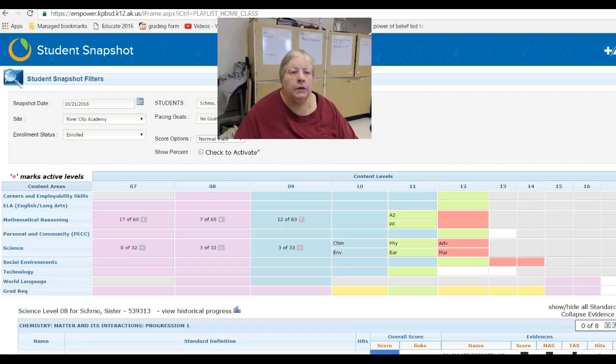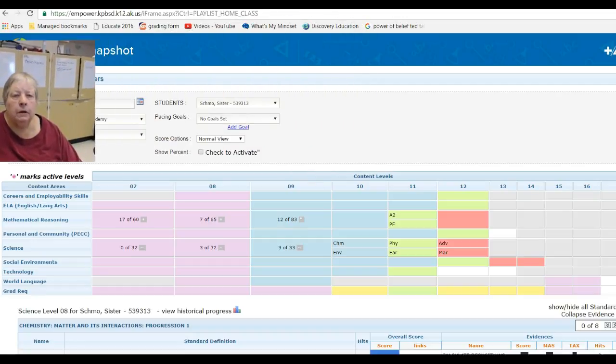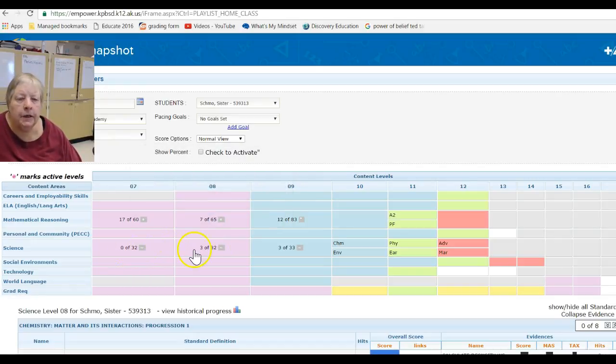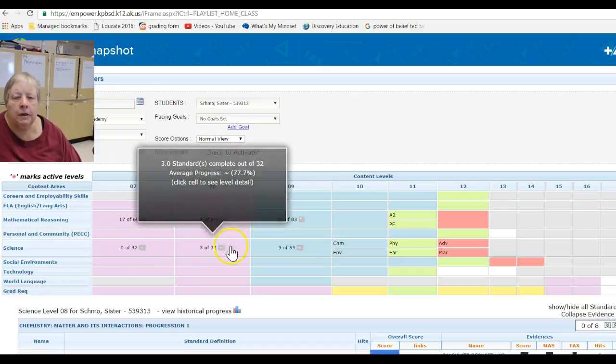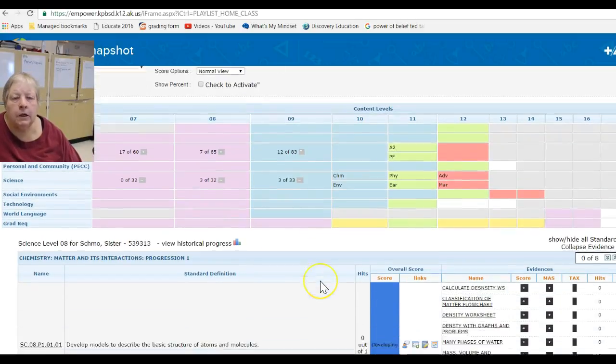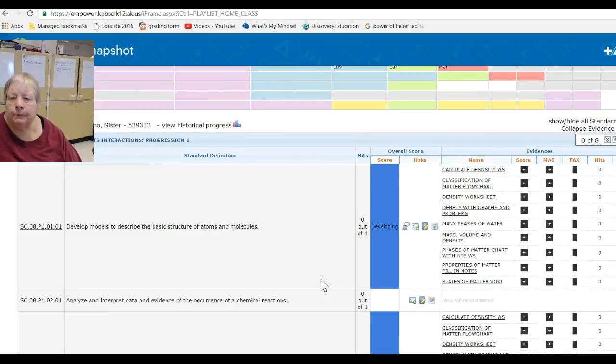So if we were to look at this student, this is my model student called Sister Schmo, and we're looking here under science, at this level 8. Whether your student's in 7th or 8th grade, this year we're doing physical science, which is level 8. Next year we'll be doing life science. So you should be here, and this number becomes significant. I'll talk about that in a minute. But let's go down. If I click on that, you'll see right here it says level 8 for Sister Schmo. So we're going to see how little Sister Schmo is doing.